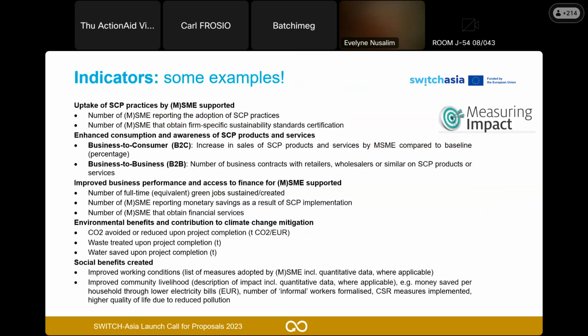Now, this is just a list of examples of the indicators, which can be found on the page that I just mentioned. I'm not going to go through all of them, but you can have a quick look. And anyway, this is being recorded, so it'll be available online probably later today or tomorrow, Brussels time.